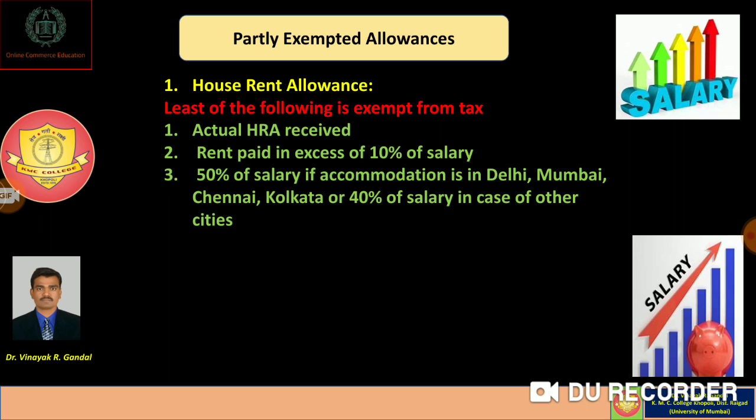Remember one point: in the case of calculation of house rent allowance and its exemption, we have to consider salary for the purpose of calculation of 10%, 50%, and 40% of salary. So we have to consider basic salary, plus DA if admissible to retirement benefit, plus commission if in fixed percentage. The aggregate of these is called salary, and it is considered for the purpose of calculation of house rent allowance. So this is the simple tax treatment of calculation of the exempt amount of HRA.